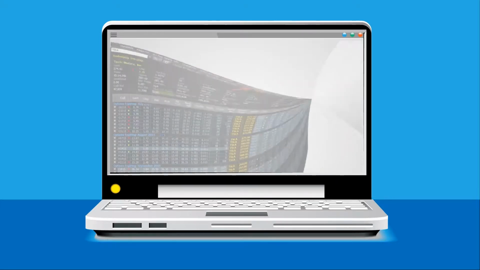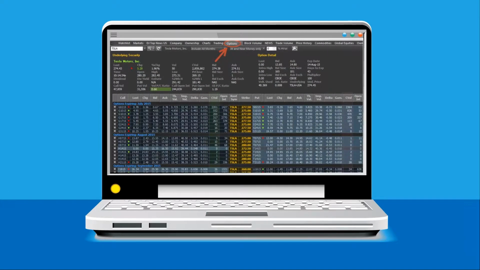This is what the options montage will look like once you add it to the options tab in your FactSet. The call options are on the left side of the screen, while the put options are on the right side of your screen. You will also notice that there is a light blue highlight on nearly half the options contracts in each expiration month for both calls and puts.